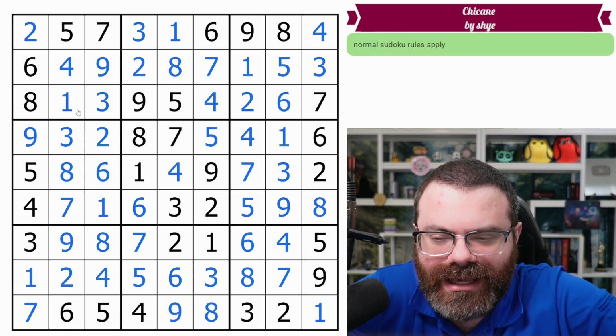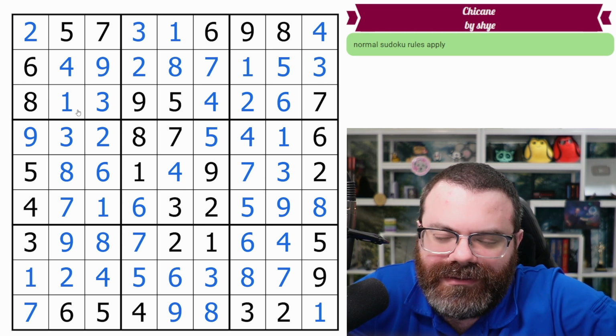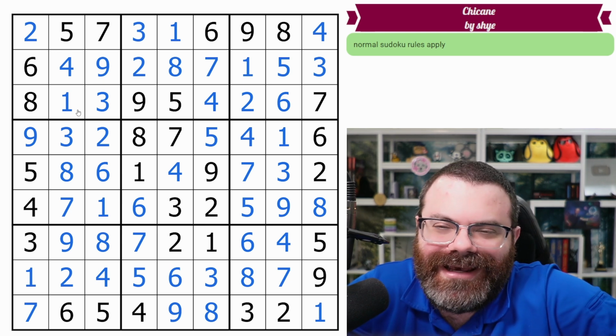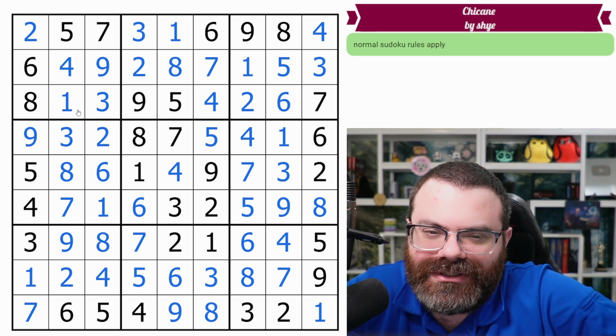So pretty useful thing. If I'm ever stuck in a difficult classic, I always look for an XY chain. You don't always find one, but when you do, it's usually going to crack your puzzle.